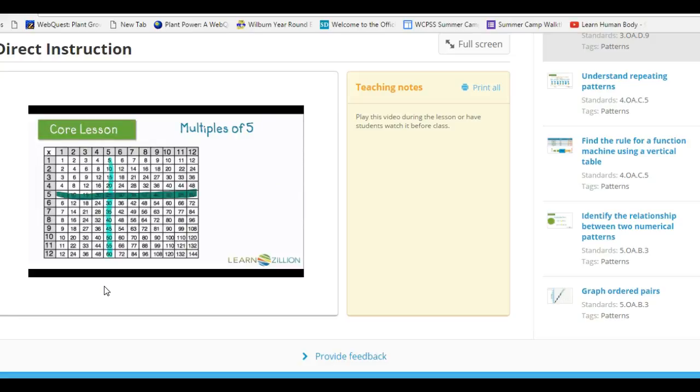Let's look at the multiples of 5 vertically and horizontally. You'll recognize those as skip counting by 5. And notice in the ones place, it's either a 5 or a 0.